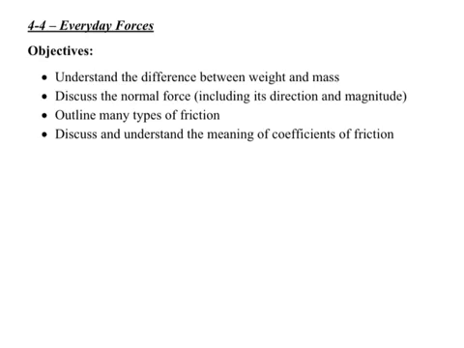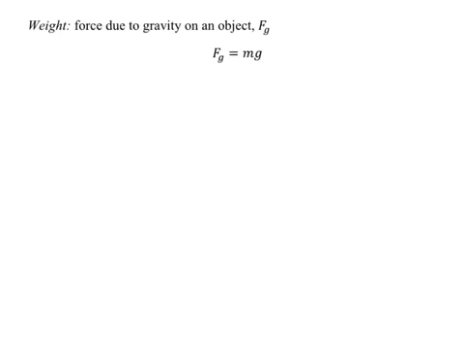First, let's take a quick look at weight. The weight of an object is defined as the force that is exerted on the object due to gravity. So we call that Fg, meaning a force due to gravity. Now the force due to gravity is equivalent to the mass times the gravitational constant at that location.